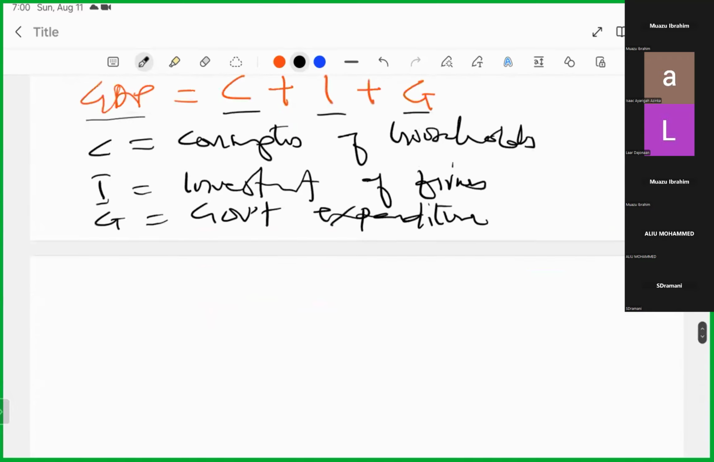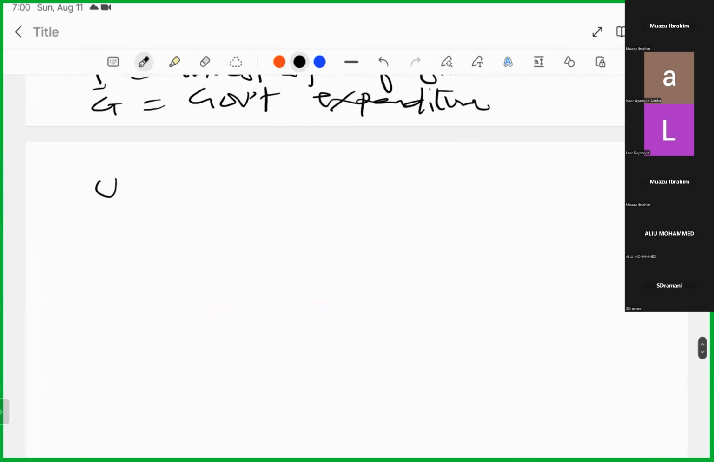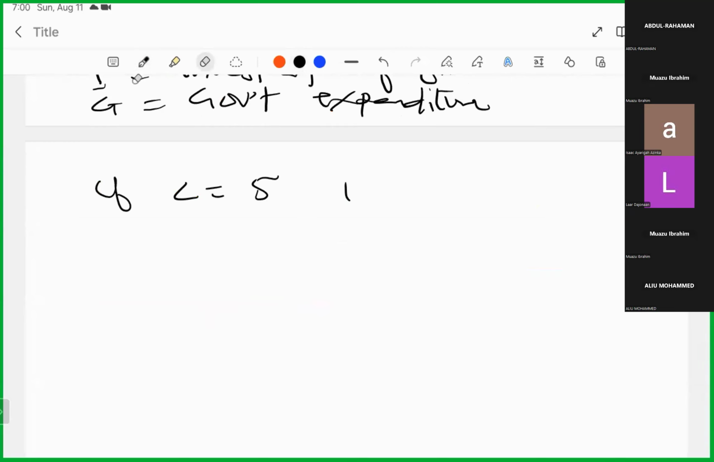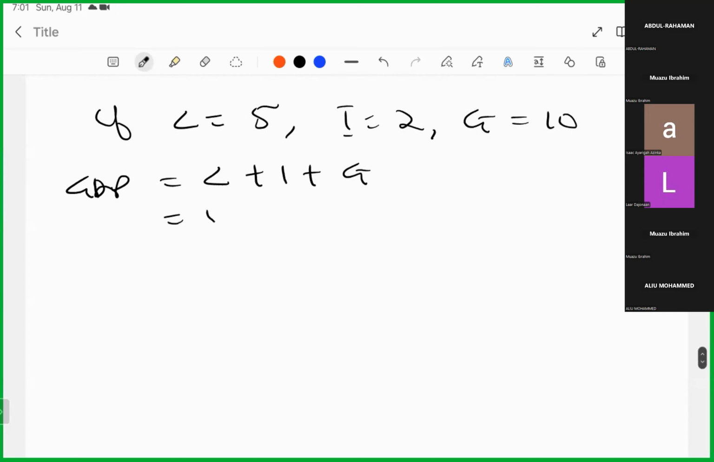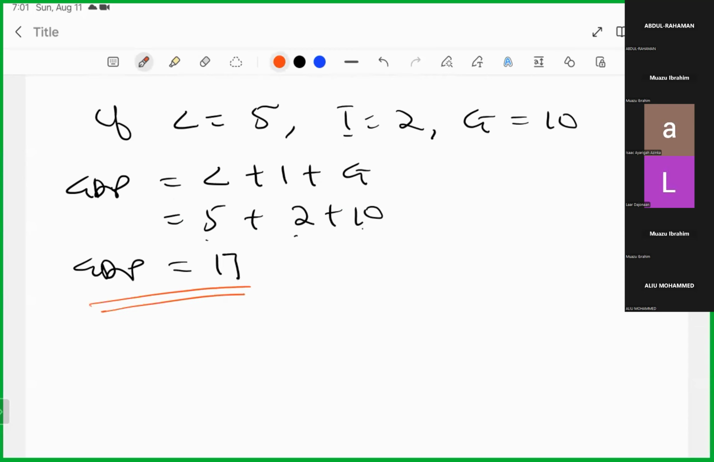So if consumption is 5 and investment is 2, and then government expenditure is 10, our overall GDP would be consumption plus investment plus government expenditure. So the overall GDP would be 5 plus 2 plus 10. This plus this, 7 plus this, the overall GDP would be 17.